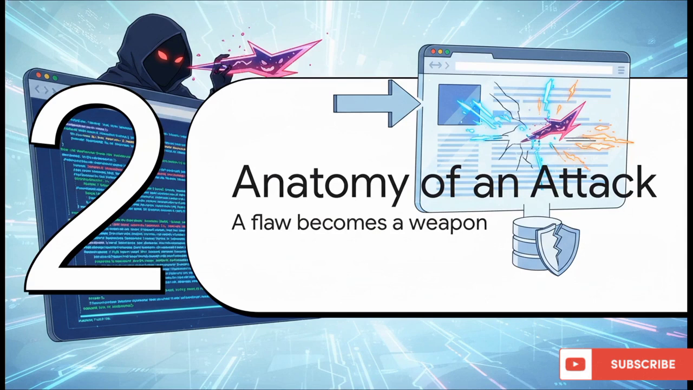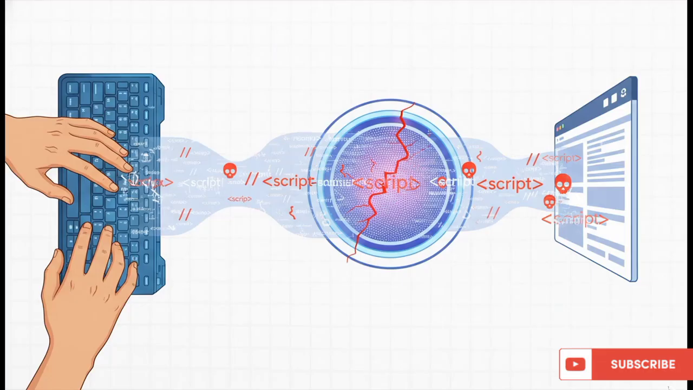Okay, so that's the what. Now for the how. How in the world does an attacker manage to sneak their code onto a website they don't control? Let's pull back the curtain and look at the anatomy of one of these attacks. It all boils down to one thing, really. A website not being careful enough with the data it gets from users.